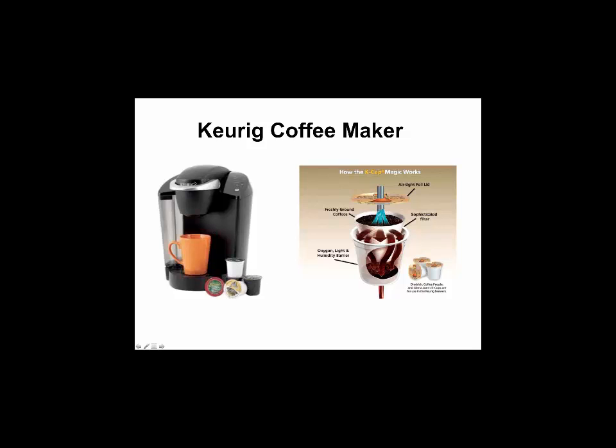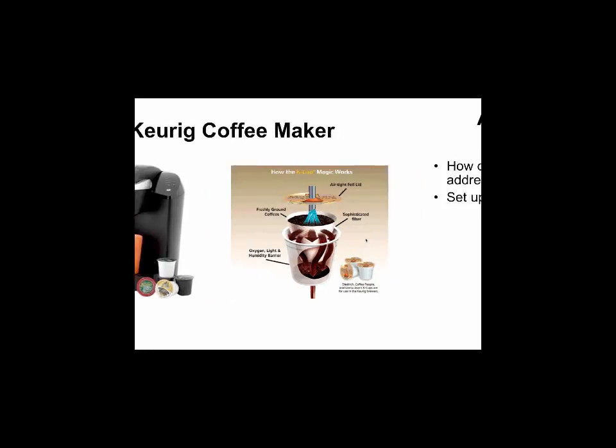You pop one of these in the basket at the top and push the button, and it dispenses just enough water that goes through the coffee and produces a cup of coffee. When you're all done with that cup of coffee, you take this out and you throw it away or recycle it. This keeps coffee fresh because it's airtight, and it's packed with nitrogen actually, so that the coffee doesn't oxidize or get stale.